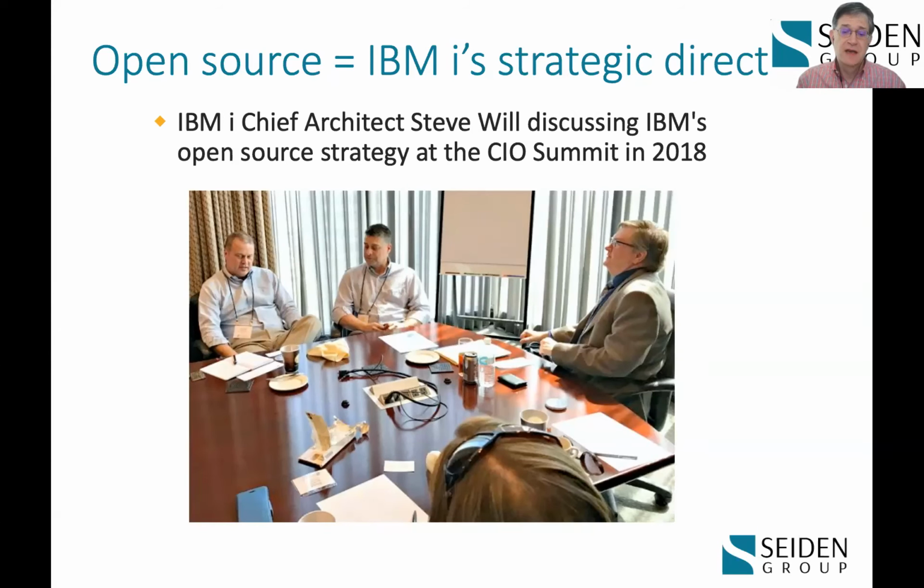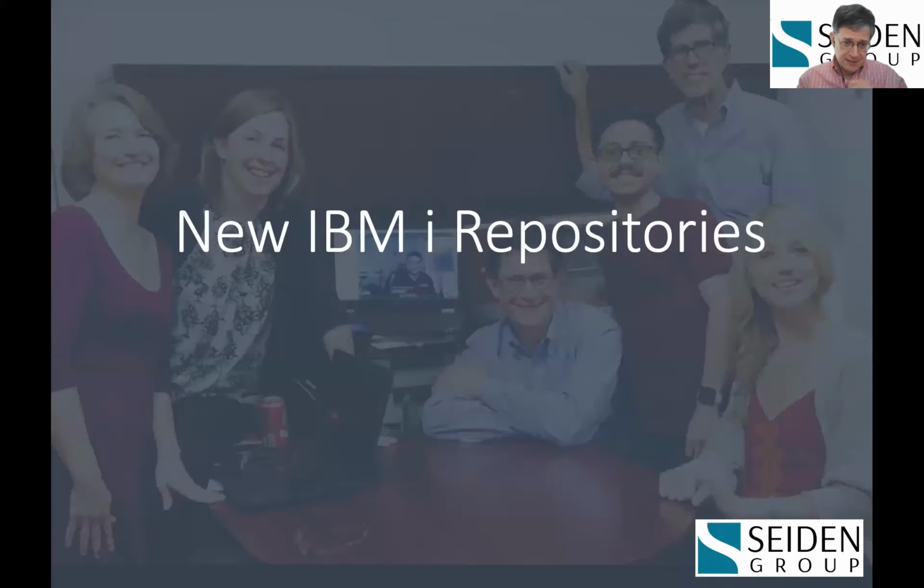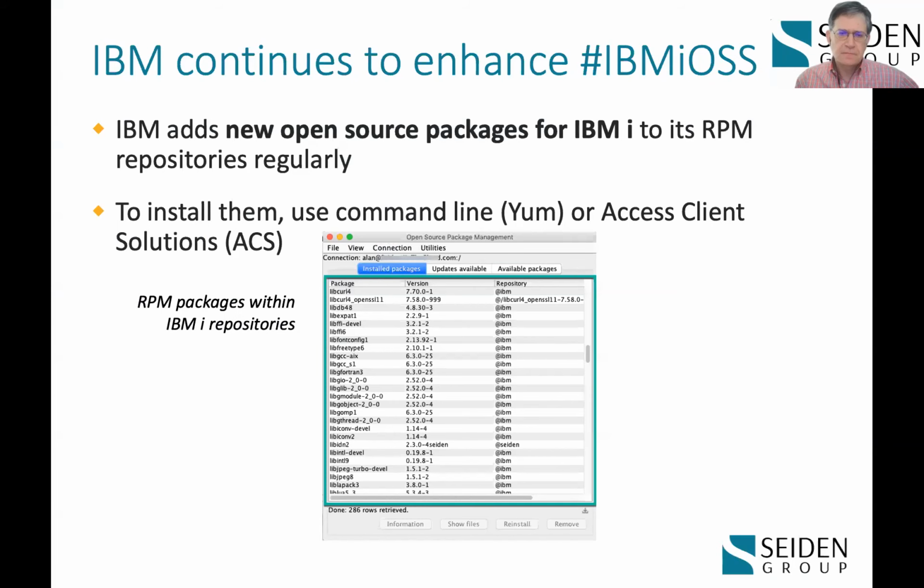That was some time ago. It's really reaching fruition now, getting better and better. My example is some new repositories on IBM i. So those of you who've been involved with open source on IBM i know that IBM has been delivering these open source packages through RPMs and the yum command, or if you like, through Access Client Solutions. You can see there's a picture here of a lot of different components.